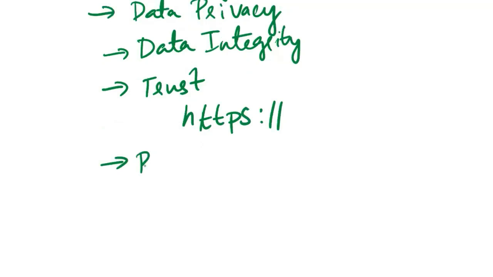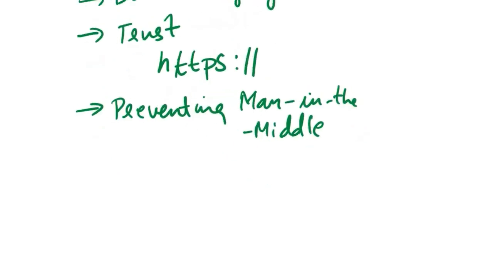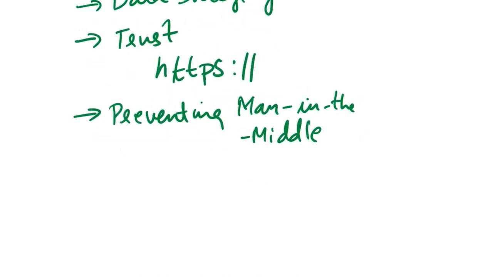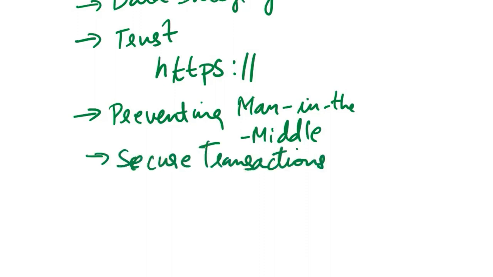Next reason why it is important, because it prevents man in the middle attacks. Digital certificates help prevent man in the middle attacks where an attacker intercepts communications between two parties. With certificates, you can be confident you are communicating directly with the intended recipient. Next one, secure transactions. In e-commerce and online banking, digital certificates ensure that financial transactions are safe and that your sensitive information such as credit card details is protected.